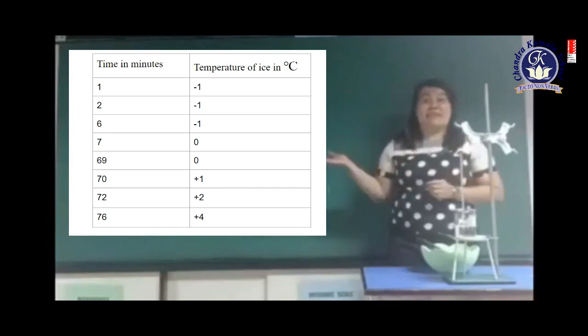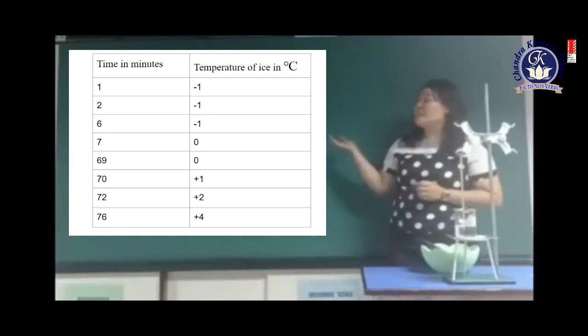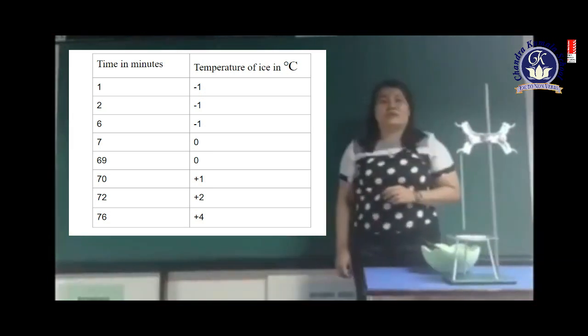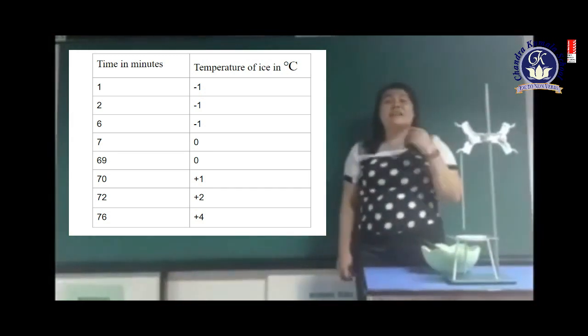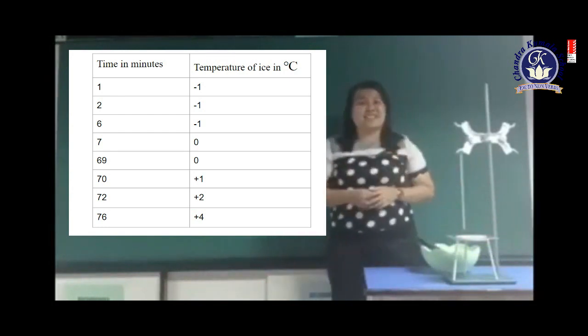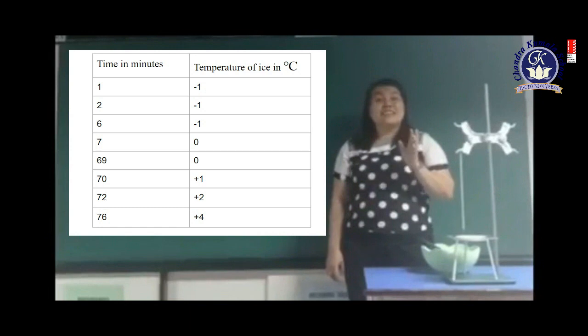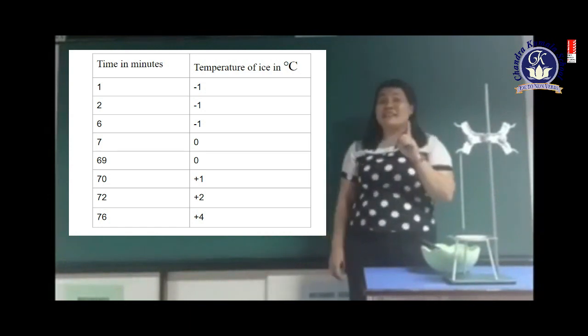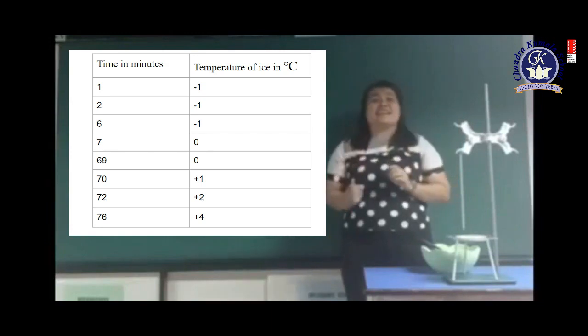We can see from the pattern that the temperature remains -1 degree Celsius for the first 6 minutes. At the 7th minute, the temperature increases until it reaches 0 degrees Celsius. It stays at 0 degrees Celsius for 62 minutes. After 69 minutes, the temperature gradually increases from 1 degree Celsius to 4 degrees Celsius. The ice will melt at 0 degrees Celsius.